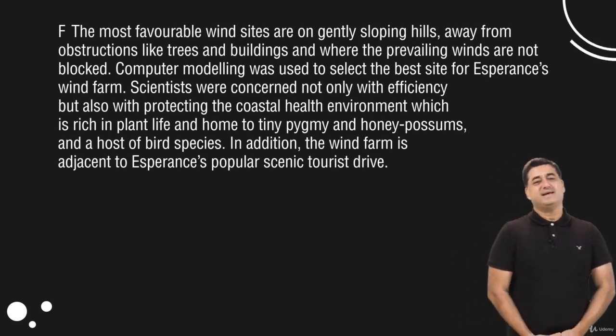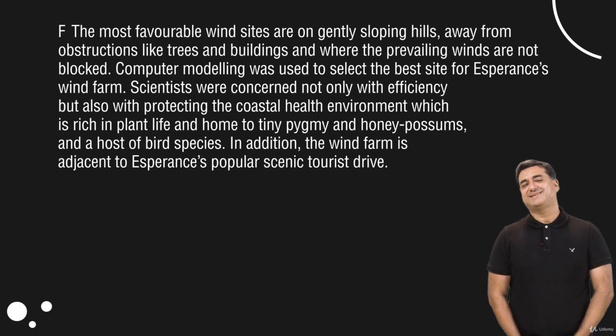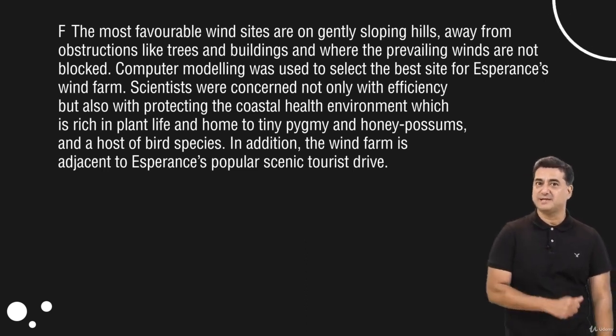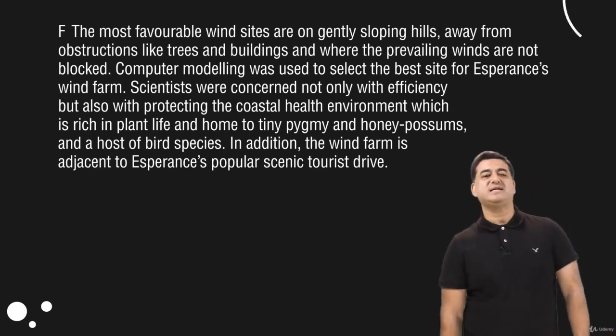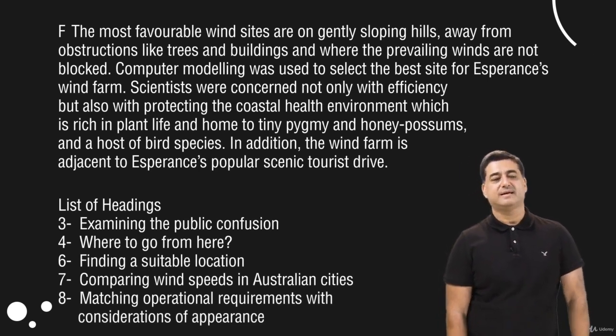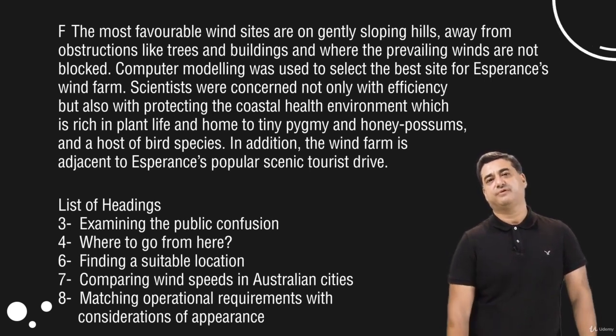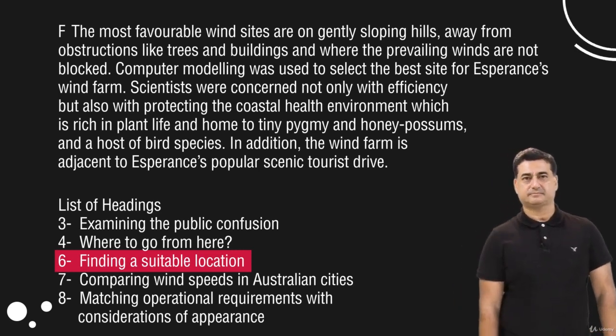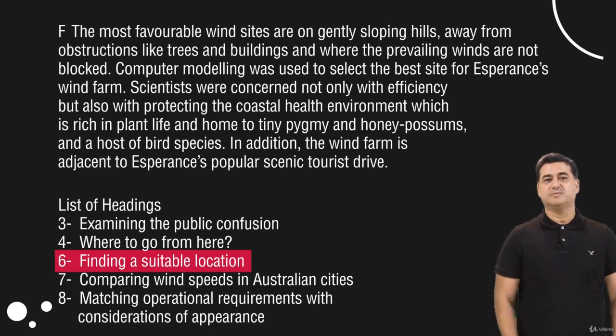Let's do it. Okay, now the most favorable wind sites, easy. The most favorable wind sites, whenever you are establishing a wind farm, you need to find a good suitable location. So the most favorable wind sites are on gently sloping hills, away from obstructions like trees and buildings, and where the prevailing winds are not blocked. I got it right. And I think we are talking about the location of a farm, which is the best location, and finding a suitable location should be our heading here. Got it? Thank you. Let's move on.